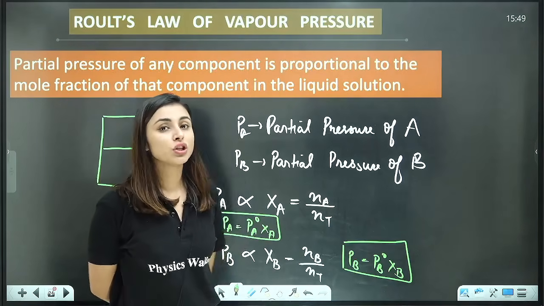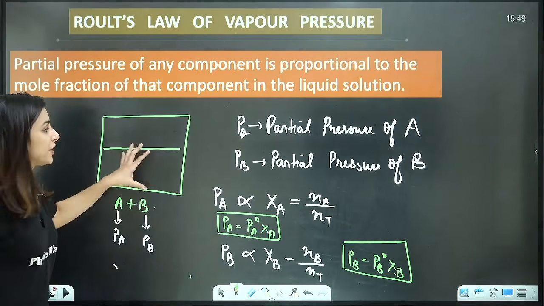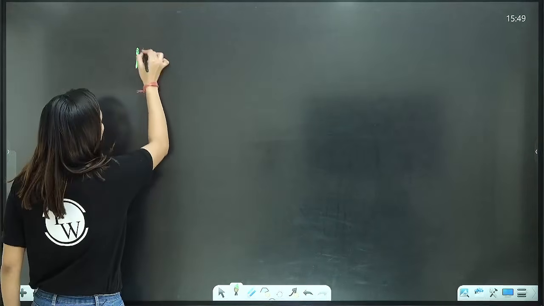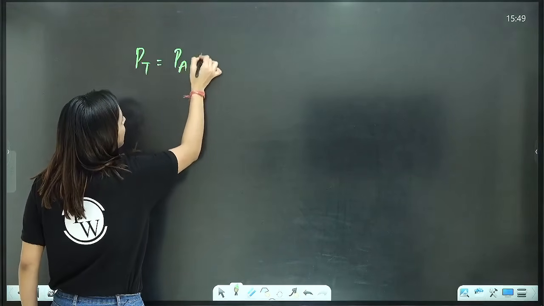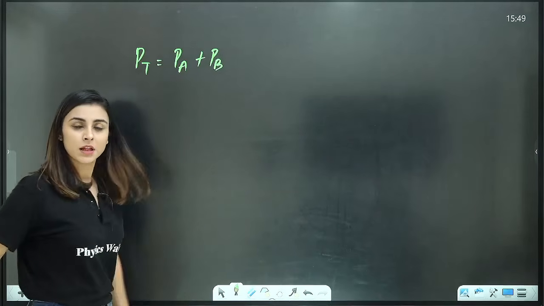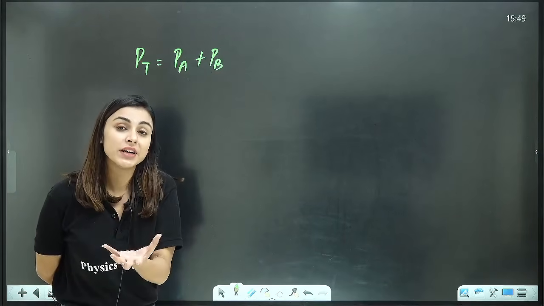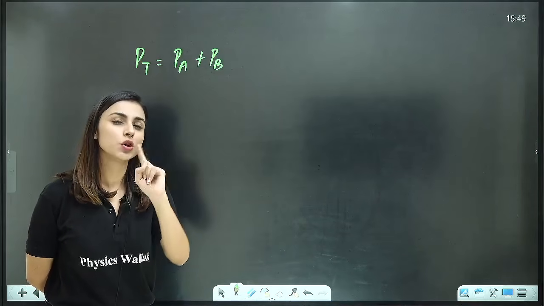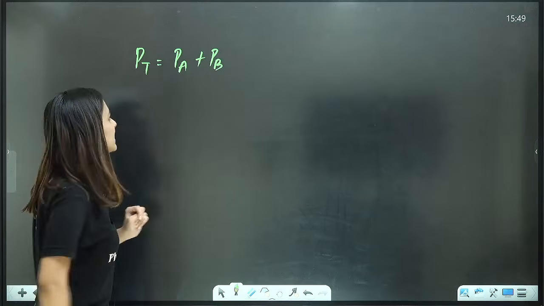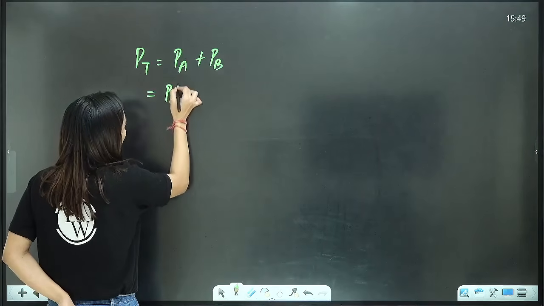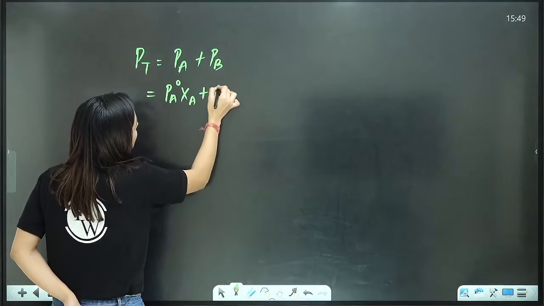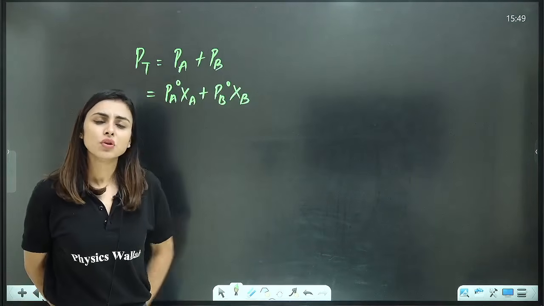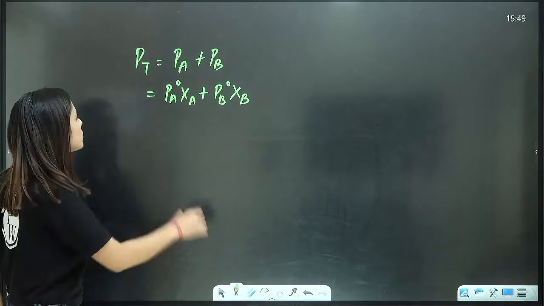If we talk about the total pressure of this container, we know that P total will be equal to the partial pressure of A plus the partial pressure of B. From Raoult's law, PA is equal to PA naught XA and PB is equal to PB naught XB. So let's put those values: PA naught XA plus PB naught XB. Now you have to just open it.